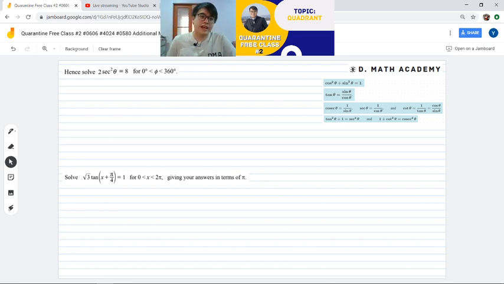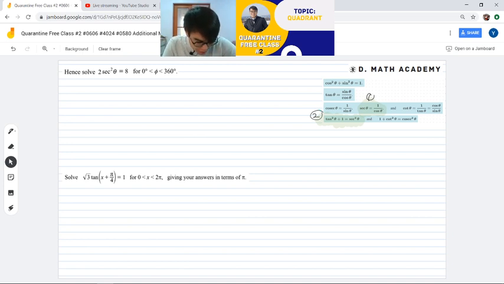We have 2 sec square theta equals 8. We actually have 2 options here because we have sec square repeating over here, and also the identity with tangent square theta plus 1. I will be showing you 2 methods to solve this question. The first one I will be using this. This is my first method. This is my second method.